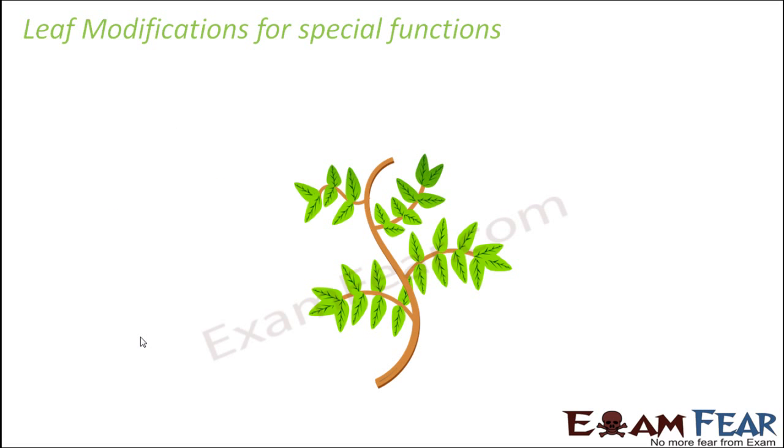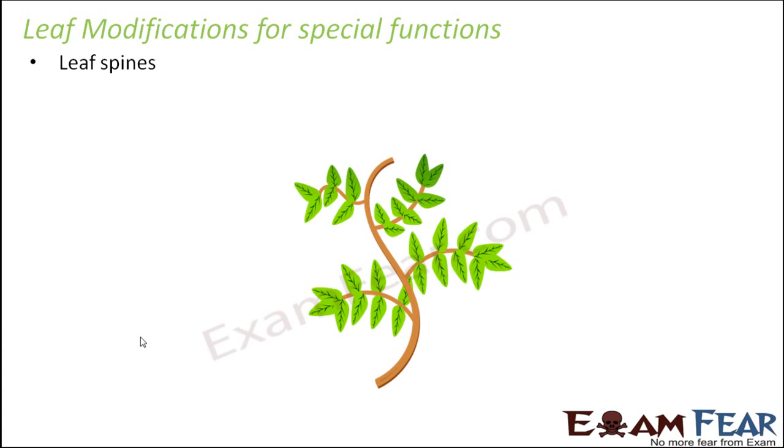So now that we have covered almost everything about the structure of a leaf, parts of a leaf, types of leaves, phyllotaxy, venation, it is time to look at the leaf modifications for special functions. The way we saw that roots and stems modify themselves in numerous ways to perform functions besides their primary functions, similarly, leaves also modify themselves to perform a set of special functions. So let us look at the various modifications of leaves.